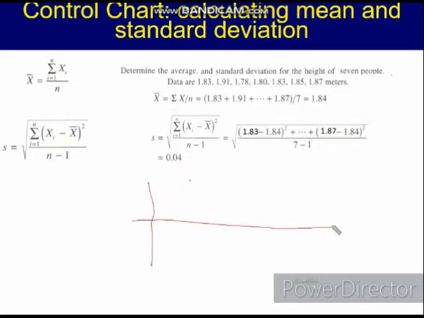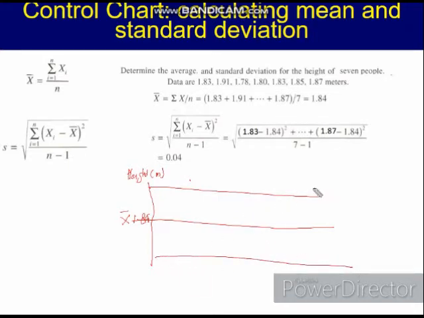So if you construct a control chart, sorry, the line is not straight. So this will be the height in meters. This will be the mean, the x bar, and this x bar value would be 1.84, and we have the upper control limit over here and the lower control limit over here.